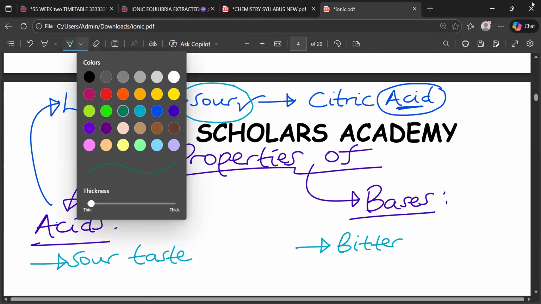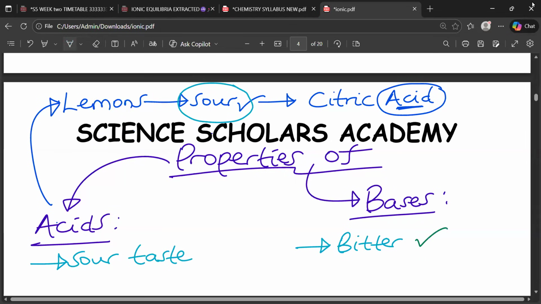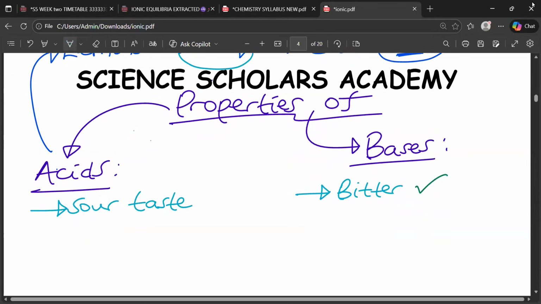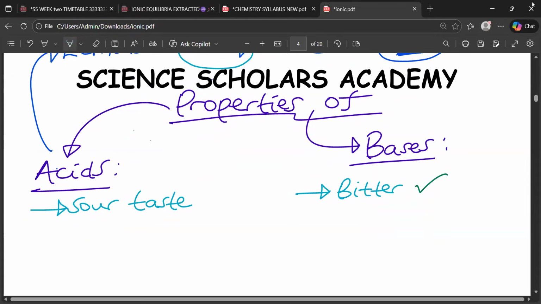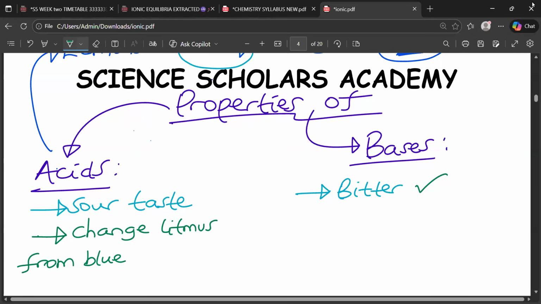bitter. Yeah. Then the next thing that I can talk about is the effect on litmus. You know that acids change litmus from blue to red. Then this side, it's the opposite. It's red to blue.